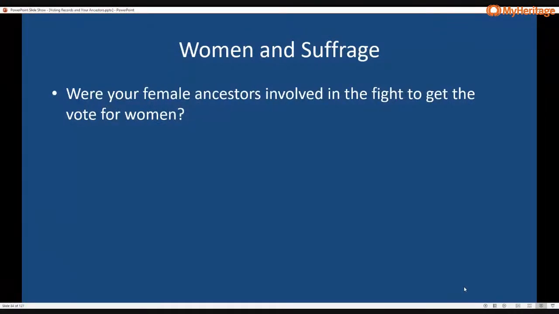So were our female ancestors involved in the fight to get the vote? That's one thing as an archivist where I am now. I've been trying to find records for our local women to see if we had any organizations or any groups that were fighting for suffrage. It's something that I look for my female ancestors. Were they on the bandwagon for suffrage? Did they go out and march? Did they write letters? Were they part of a group of women who fought for this right for United States women to vote?